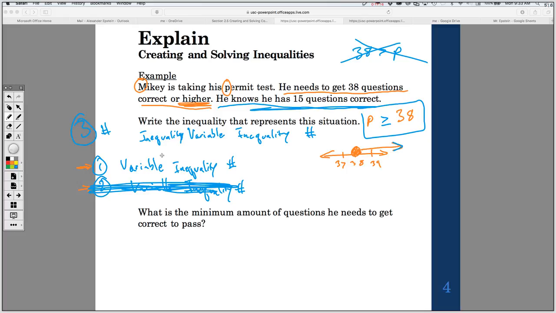So basically if I make this list, we have 38, 39, 40. Are you ever going to run into 15 over here? No. So he has 15 questions correct. Did he pass? No. So he did not pass. What is the minimum amount of questions he needs to get correct to pass? 38, where it starts at. So here and on. So 38.